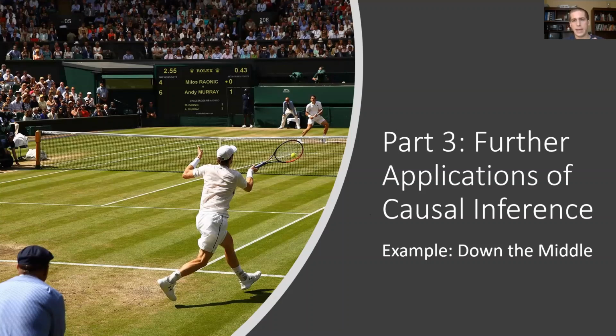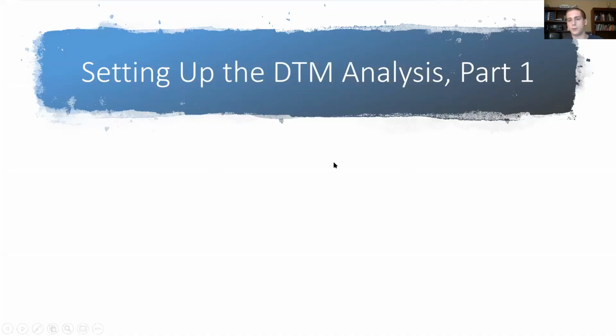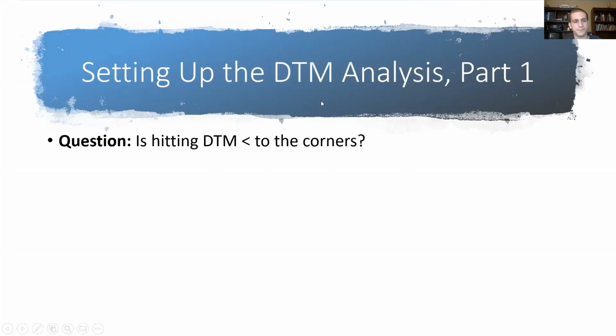So what we may see is the opposite phenomenon taking place, where hitting down the middle might have a deceptively low win probability. So I'm going to run through the same analysis. This is the exact same format. Once again, it's a regression analysis. The only difference here is that instead of looking at approaching the net, we're looking at hitting down the middle. DTM is down the middle. So the question is: is hitting down the middle worse than hitting to the corners?